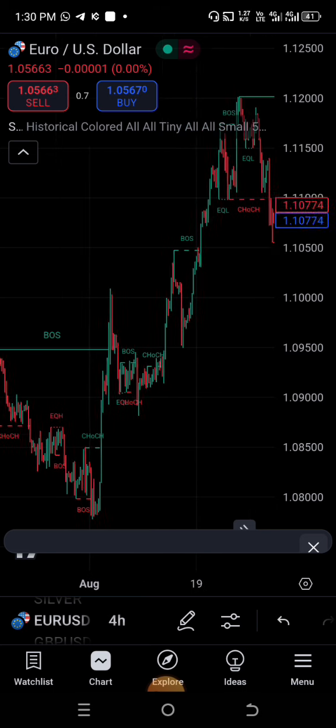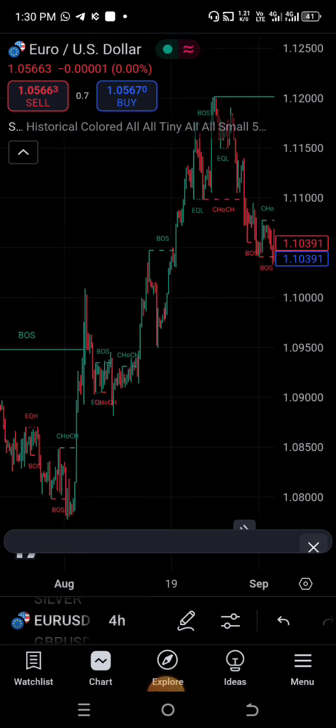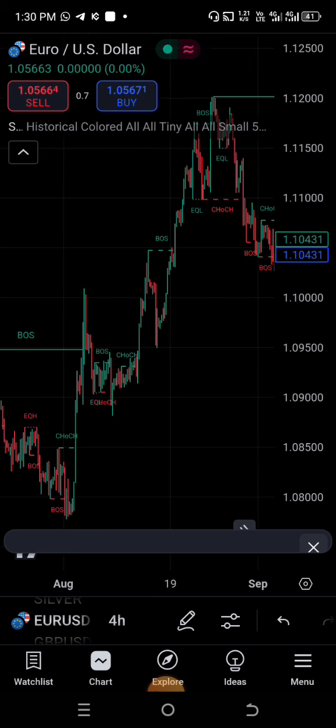Some people, because they want to quickly enter the trade, will quickly run into the market, and at the end of the day, the market will just take them out by eating their stop loss.